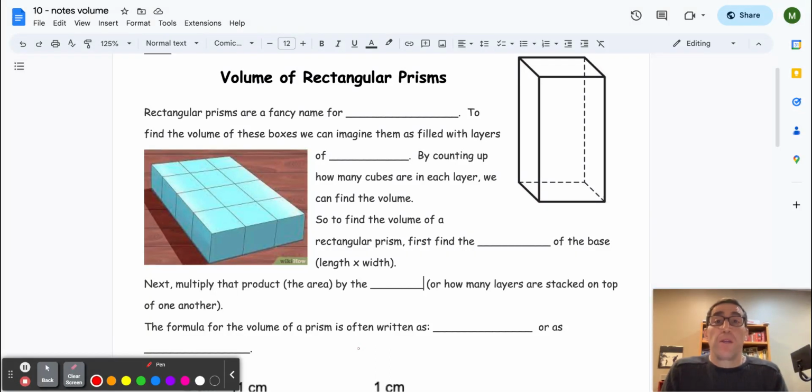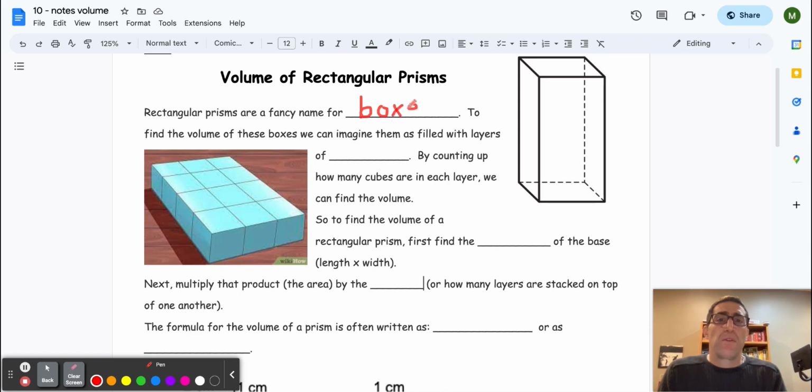Hey, today we're going to be talking about the volume of rectangular prisms. So, first concept is what the heck is a rectangular prism? We know that rectangular prisms are just a fancy name for really boxes. So the first line we're going to fill in is boxes, because that's what we want you to be thinking about when we talk about rectangular prisms.